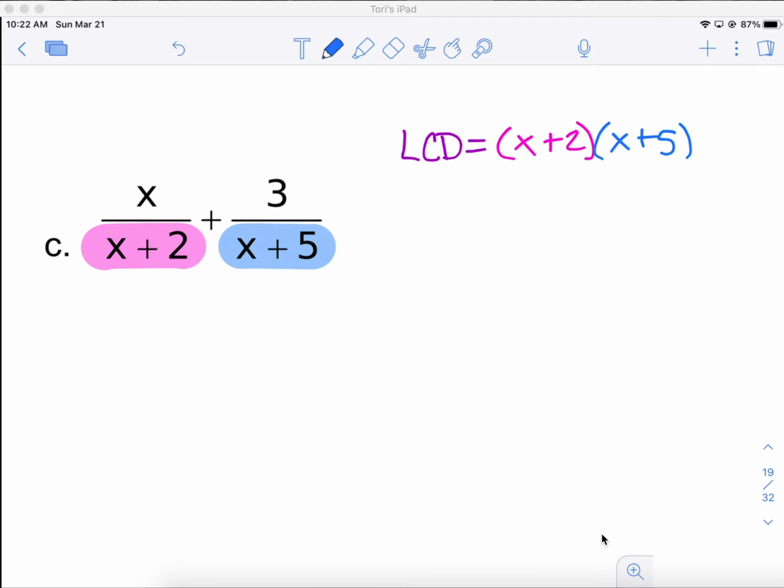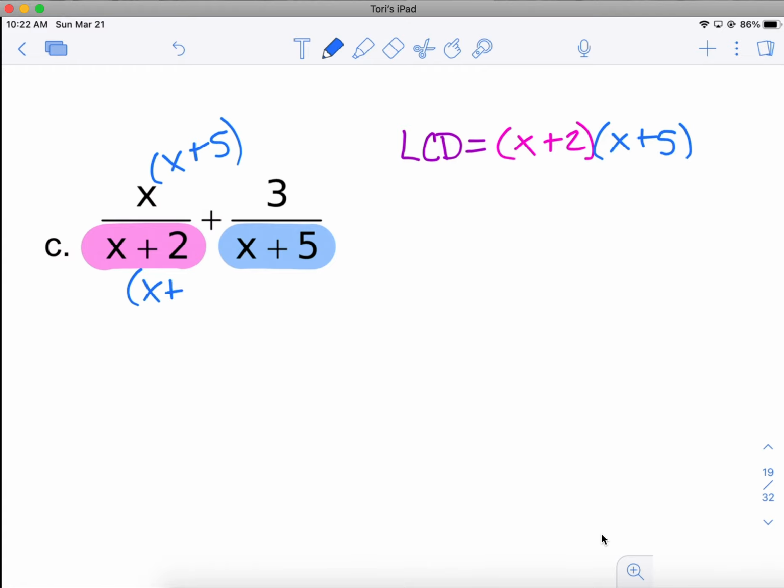They have nothing in common, which means that in order to get that least common denominator, I'm going to have to make sure that I multiply the top one and the bottom one. So let's do that now. If I multiply this top one by the x plus 5 he's missing, and this bottom one by the x plus 5 he's missing, I can get him to what I need. Let me write that out.